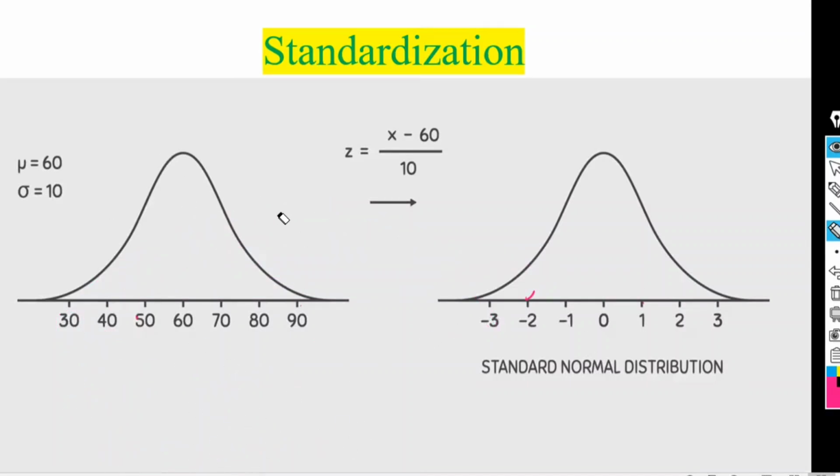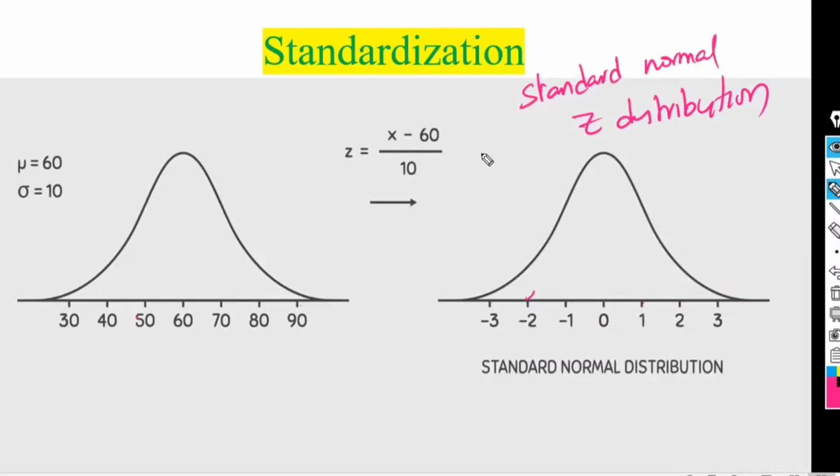This is a normal distribution. This is called the z distribution, because you are taking z-scores on the x-axis. This is also called the standard normal distribution. It is also a normal distribution, but after applying the standardization process. Standard normal distribution is equal to z distribution. Both are the same.